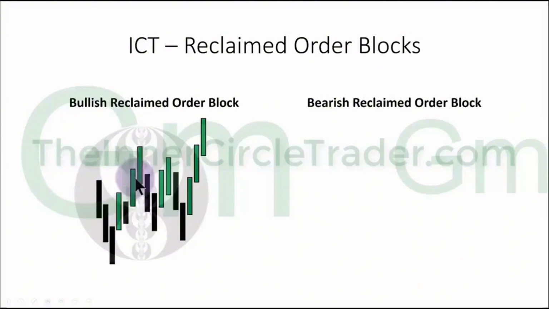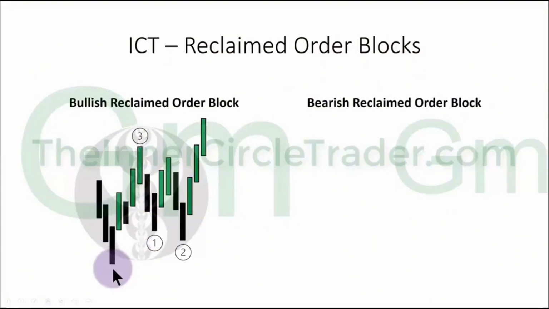But once that market structure has been broken to the bullish side of the market, then you're going to go right back to this down close candle. That is your order block. You're going to wait for it to return back down into it. That's your first run into the order block. That's a buy. Your stop goes below here.